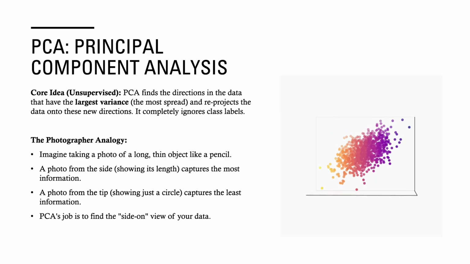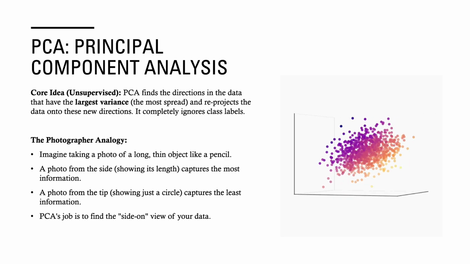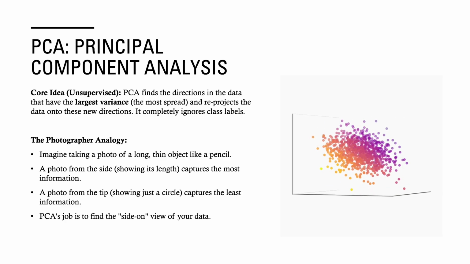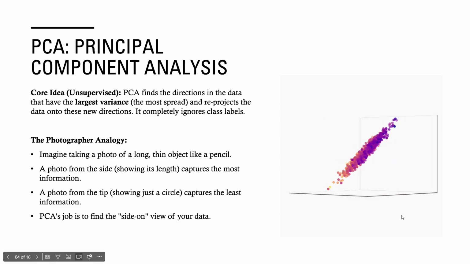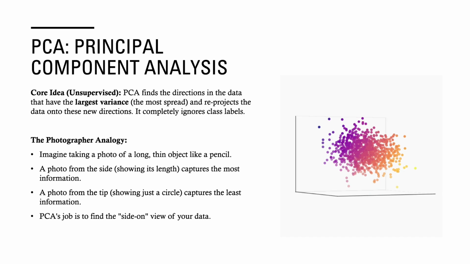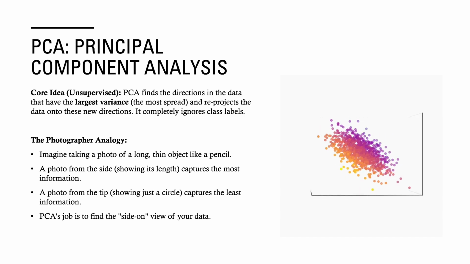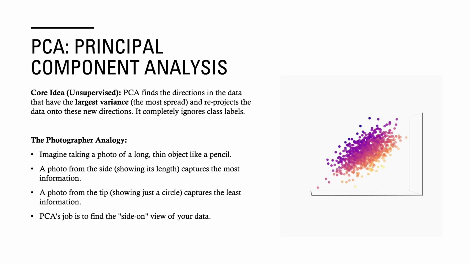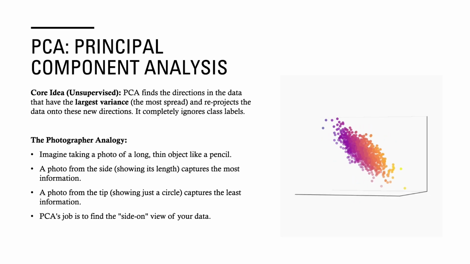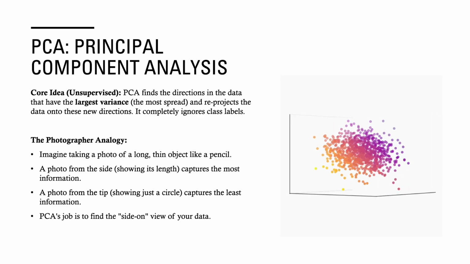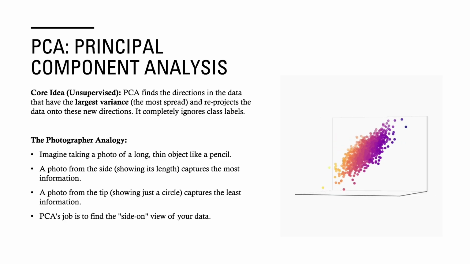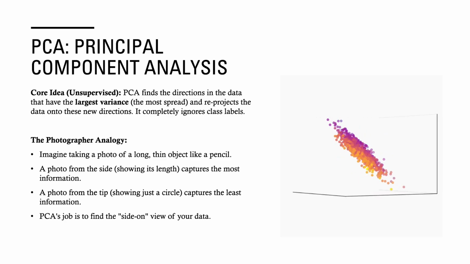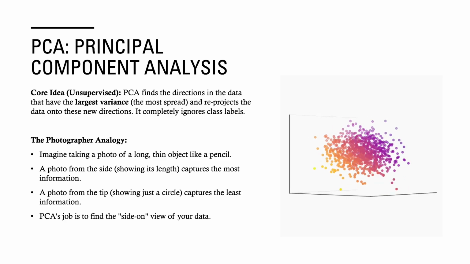What is PCA? PCA is principal component analysis. It is basically unsupervised. It finds the directions of the data in which the variance, which is the spread of data, is largest. So we want to find the most spread out form of data in a particular dimension. Assume you're a photographer and you want to take a photo of a pencil. If you put the pencil standing up and look at it from the side, it's going to be very long. But if you look at it from the top angle, it's just going to be a small circle. So this way you can reduce the dimensions of the data.